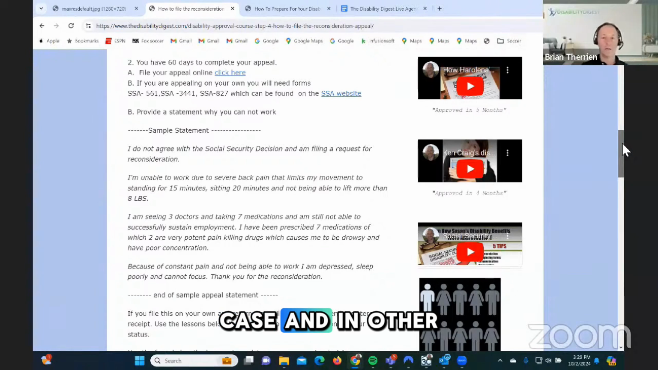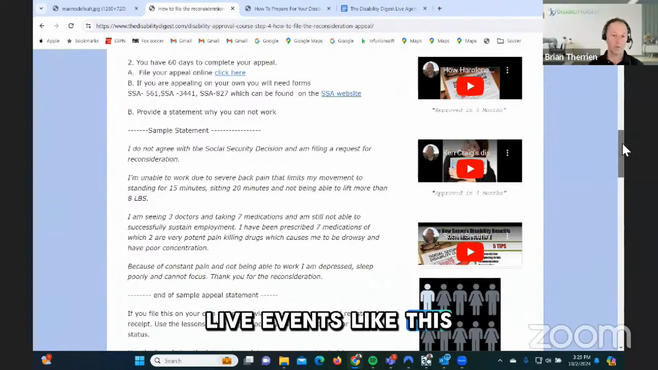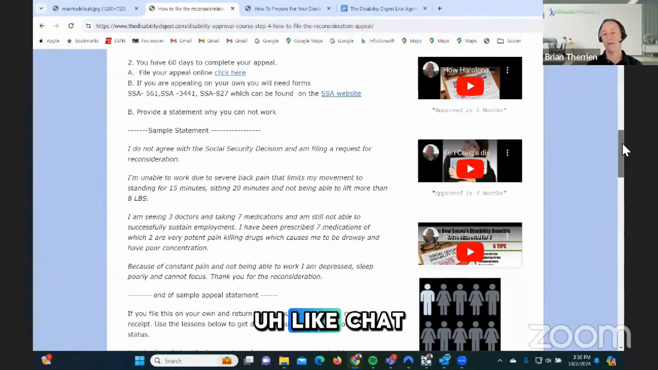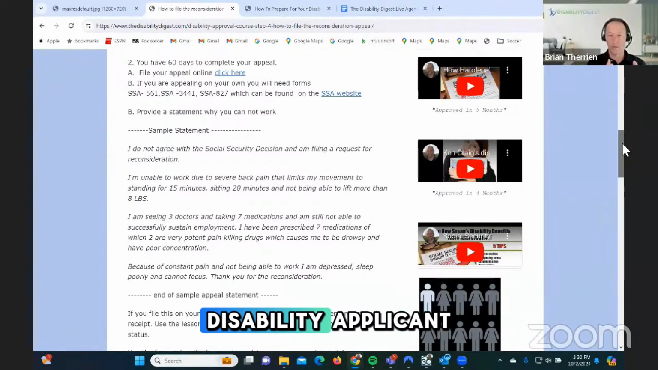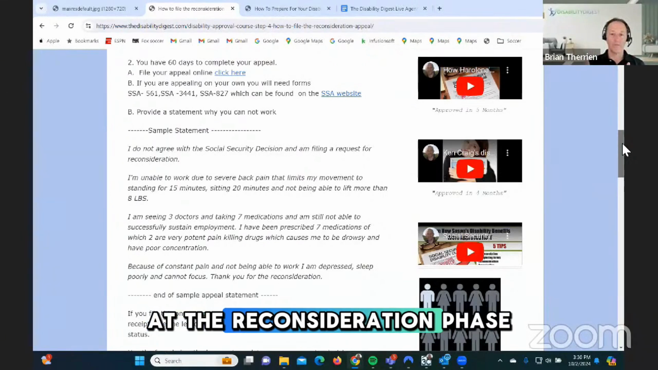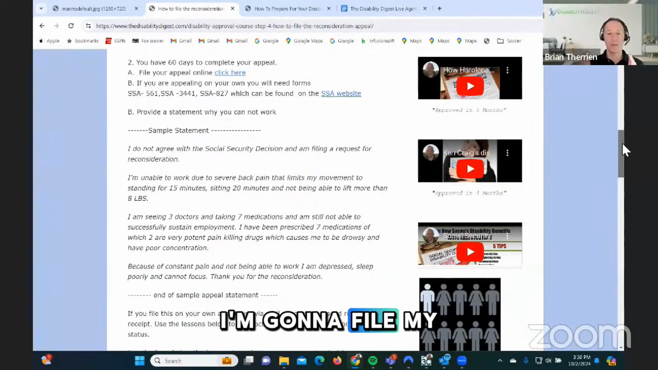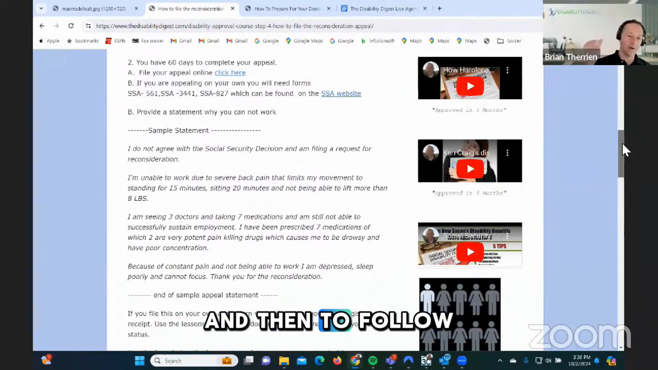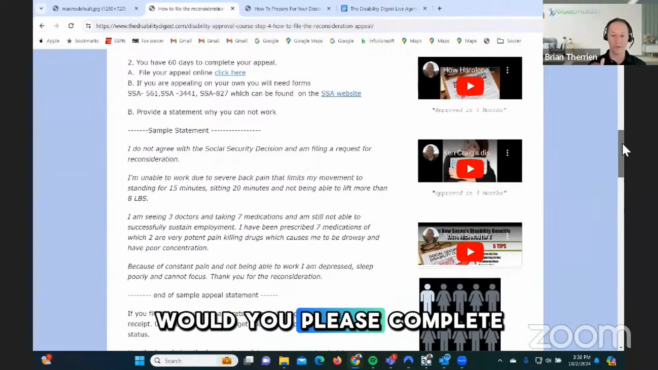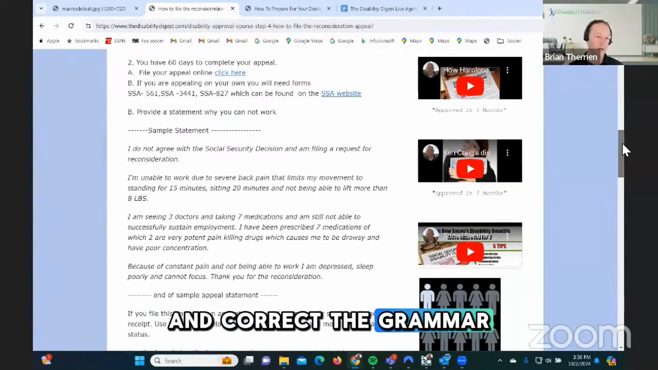And in other live events like this, we've taught you how to use a free tool like ChatGPT to create a prompt where you could go in and say, I'm a Social Security disability applicant. I got denied. I'm at the reconsideration phase. I'm going to file my appeal. I'm looking for a statement for my appeal. And then to follow is a statement that I have. Would you please complete and correct the grammar?